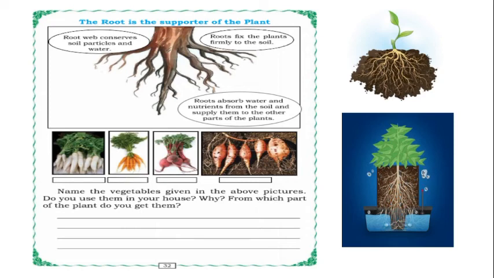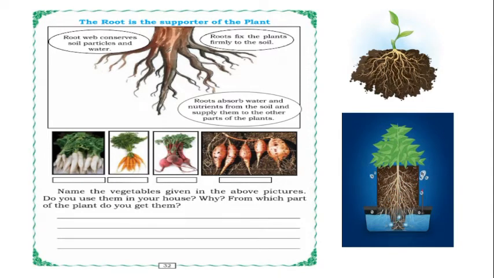Yes. So on the next page, the root is the supporter of the plant, isn't it? This is the main thing of the root. Root is the supporter of the plant. Then, root web conserves soil particles and water. Children, you can observe in the picture. The root will spread like a web; it looks like a web only, isn't it? Yes. So this root web conserves soil particles and water from the soil.